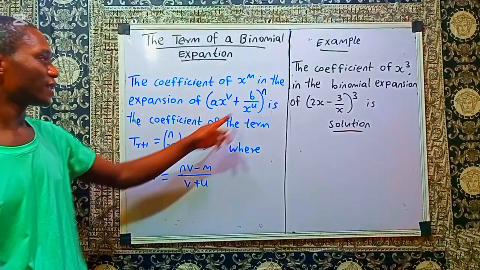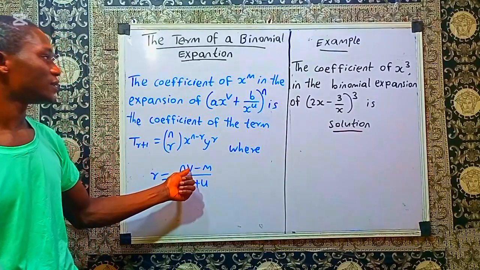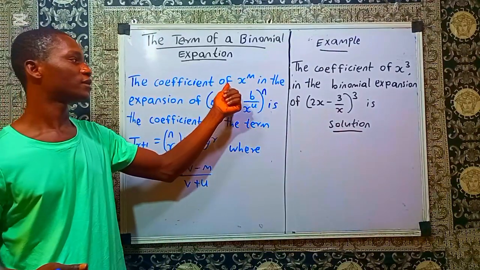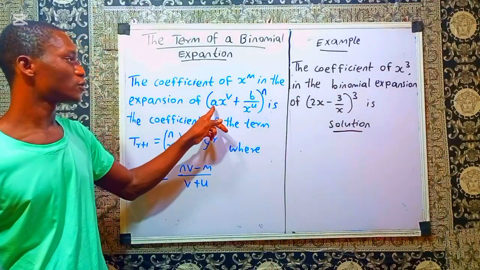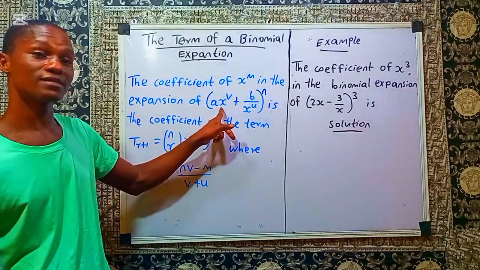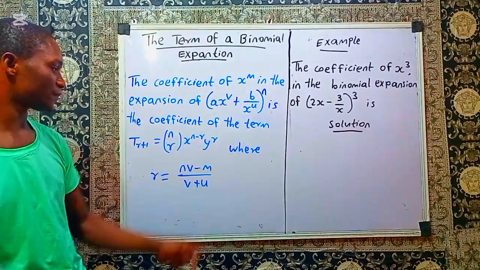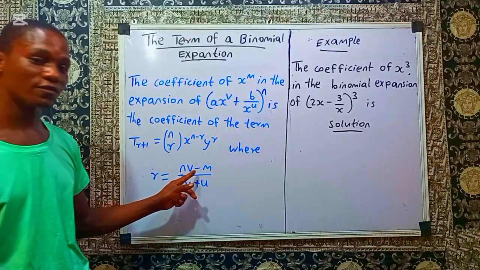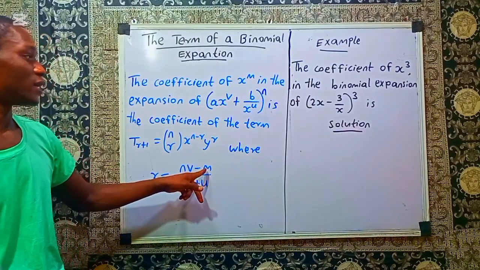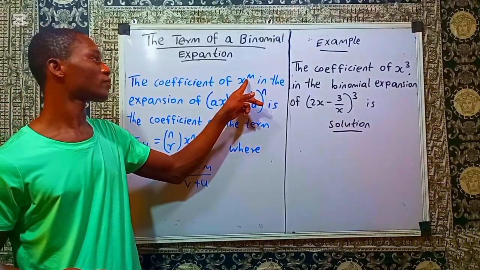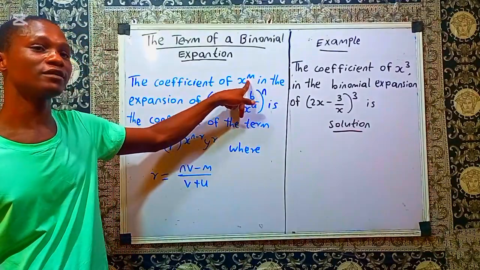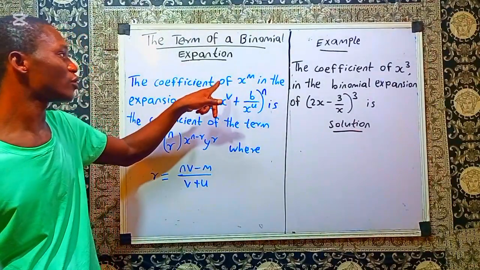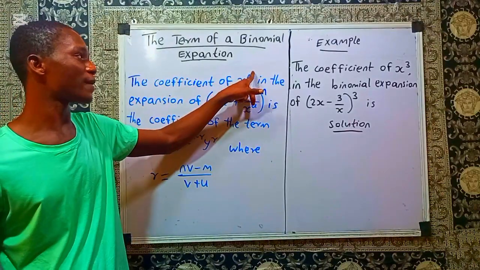What is n? The index of the bracket. What is v? The index of x in the first quantity you have inside the bracket. So the first quantity you have inside the bracket is this. The index of x here is what? v. So n times that index of x, minus m. m is the index of x you are finding the coefficient of. You are finding the coefficient of x raised to power m.